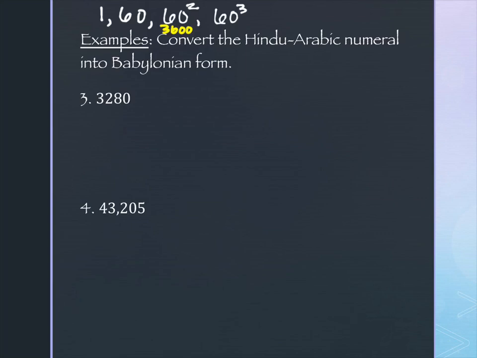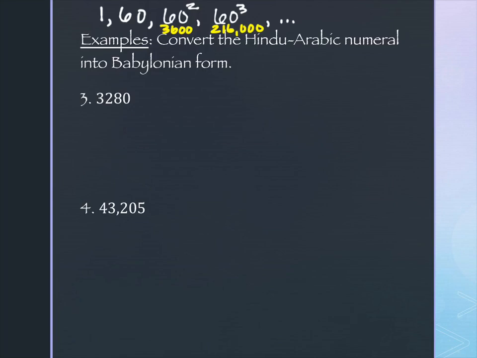That's 60 squared. 216,000. Yeah, it's going to get real big real quick. And we could keep going if we needed to, right? So what we want is to choose the biggest one of those values that divides into the number we're working with. So on part A, or number 3, our number is 3,280.